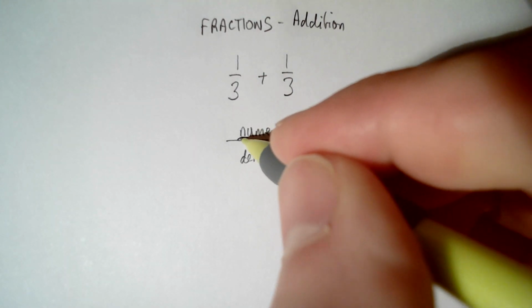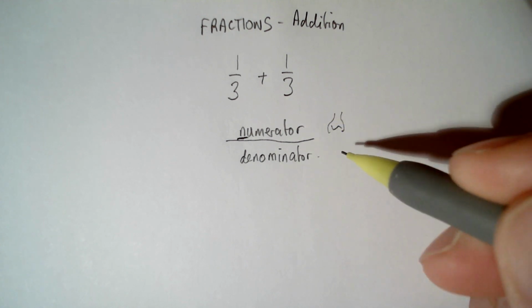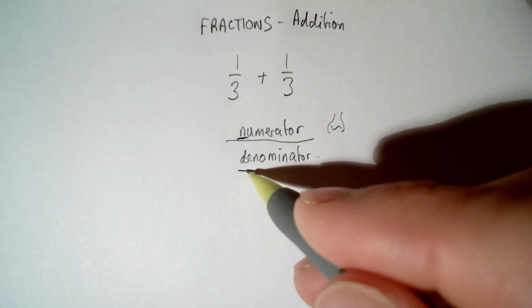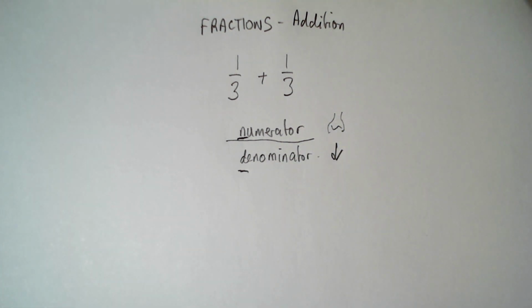How do I remember this? Well, N is for numerator and N is for nose. So N is the top part, like the nose at the top of your body. D is for denominator and D is for down, so D is at the bottom.